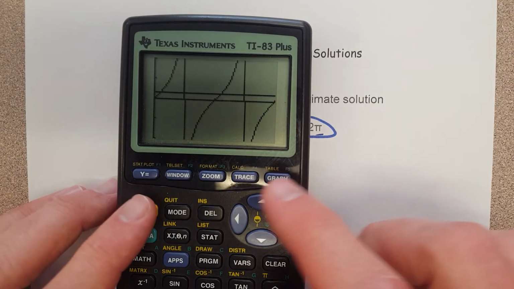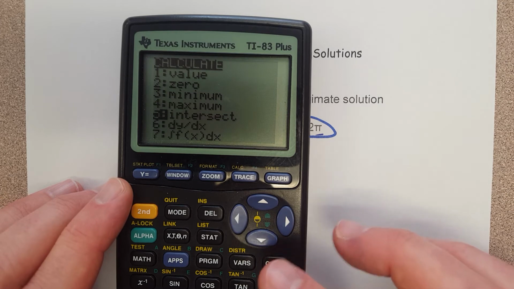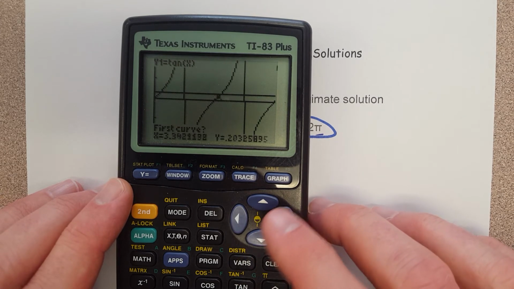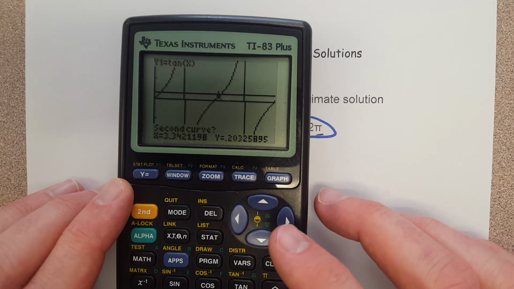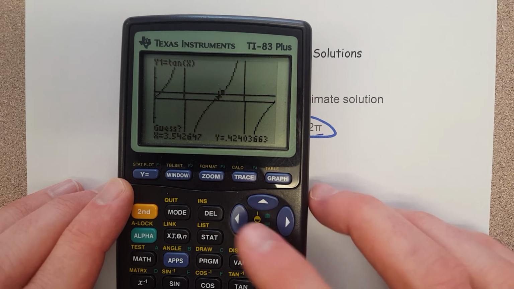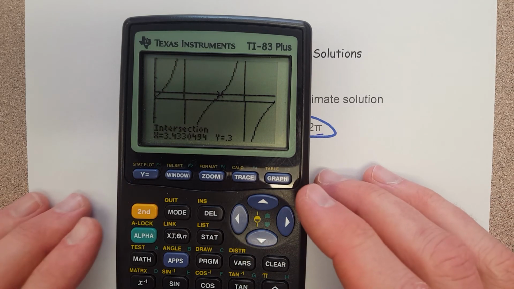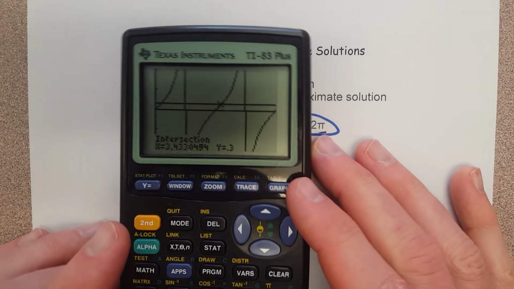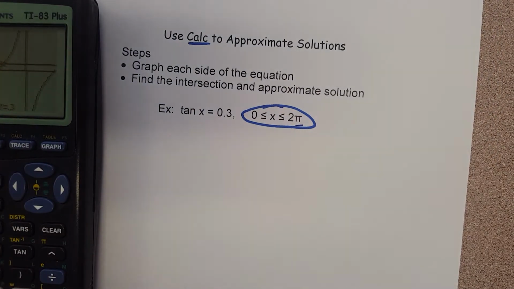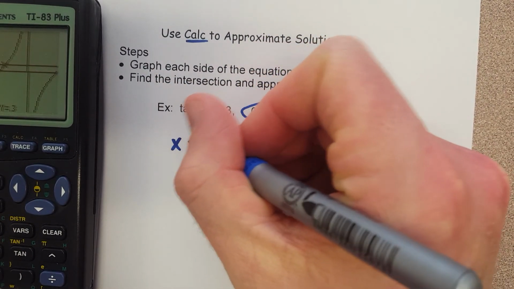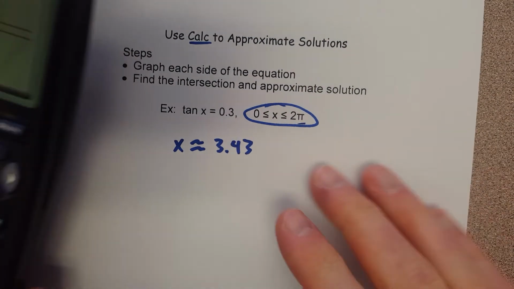So I'm going to go to my calc menu, second trace, find an intersection. It looks like I'm close to this one, so I'll try this one first. So first curve, second curve, then get close to it for a guess. And it looks like one of my intersections is approximately 3.43. So I'll write that one down. X is about 3.43. There are actually 2 solutions to this one.